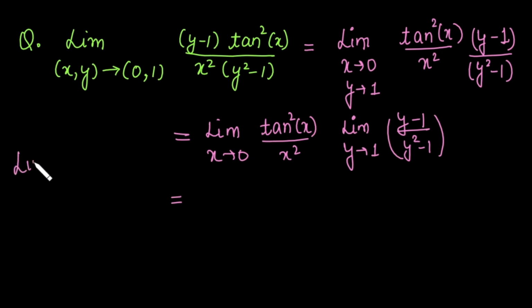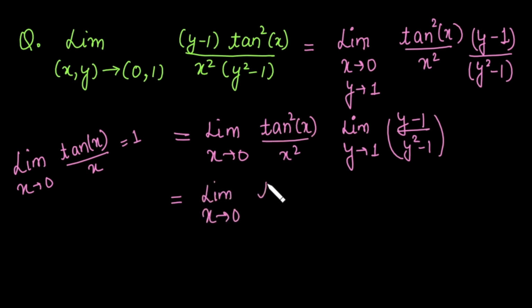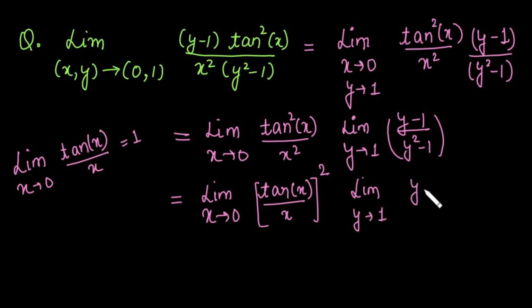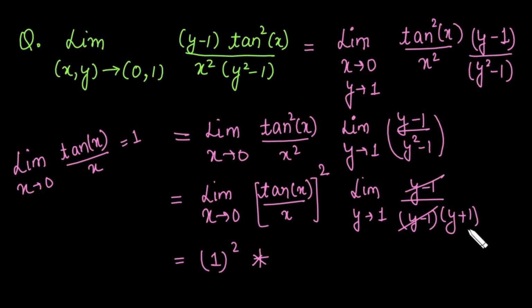In this case, we know that limit as x tends to 0 tan x by x is equal to 1. So we can write this as equal to limit x approaches to 0 tan x by x square, and in this case we can separate this. Y minus 1 into y plus 1. Now this factor gets cancelled with this one. In this case, this limit is 1. So 1 square is 1 into, substitute y is equal to 1. We have 1 by 2.